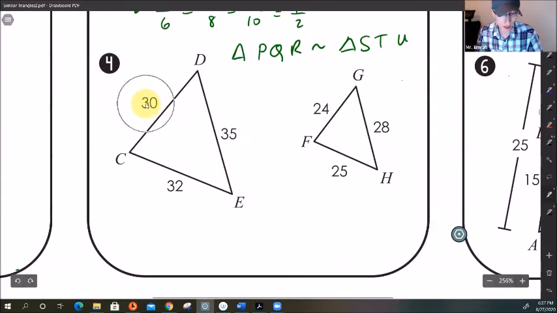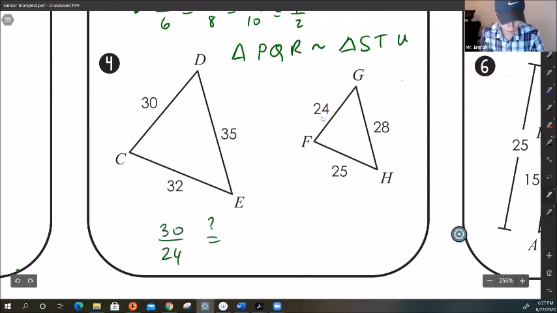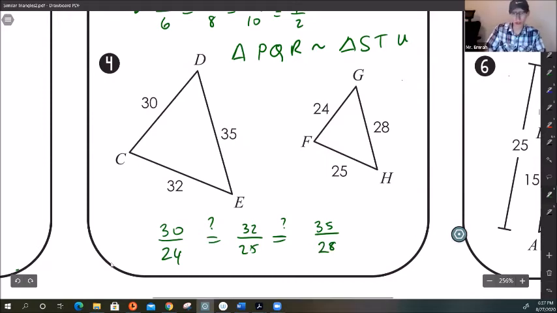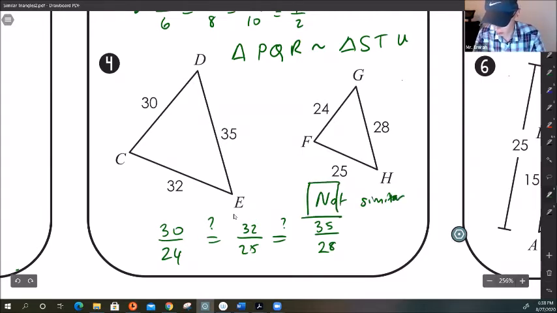Are these two triangles similar? What is the shortest side here? 30 and then 24. Is 30 over 24 equal to the middle sides, 32 over 25? You can already tell that it's not, right? Then the third, 35 over 28. Are they equal to each other? No, they are not, right? If you simplify this by 6, you'll get 5 over 4. But you'll never get 5 over 4 here, even if you simplify with anything. Even the first two don't work. So they are not similar. So no is my answer.